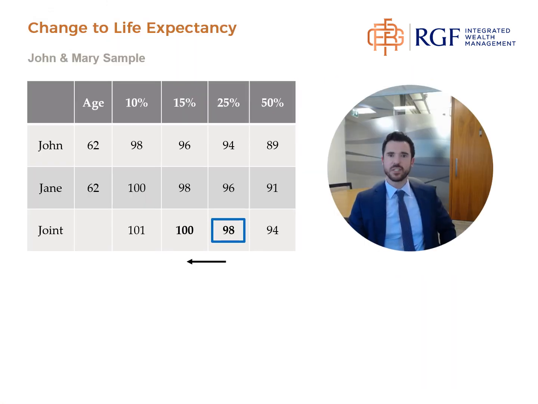The sample's retirement plan assumes a joint life expectancy of 98, which is based on a more conservative 25% probability of survival. However, this still leaves a 1 in 4 chance that one of them lives past age 98. So we can assess their longevity risk by using a longer life expectancy.